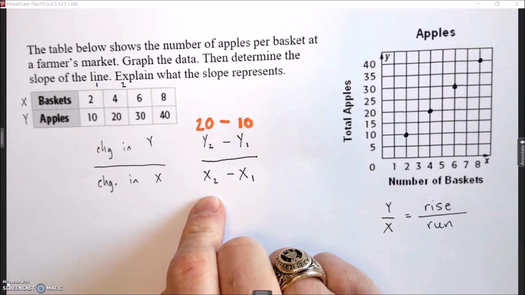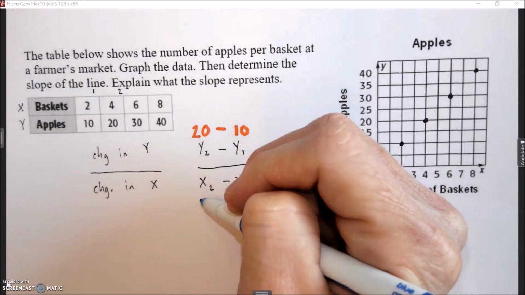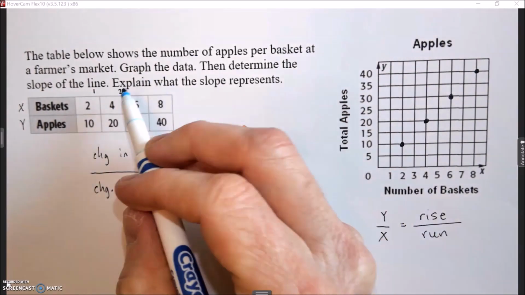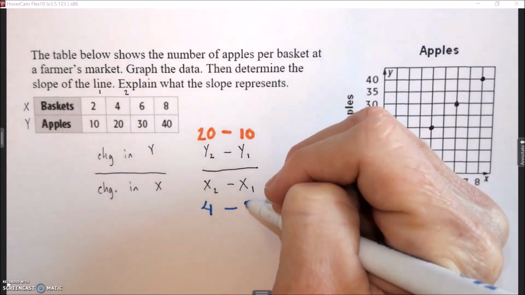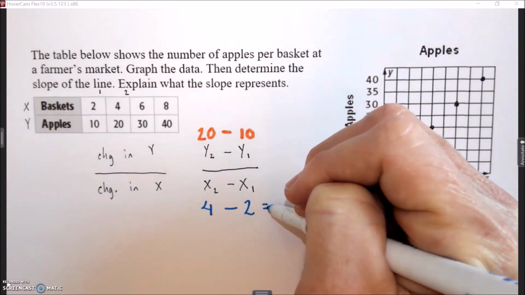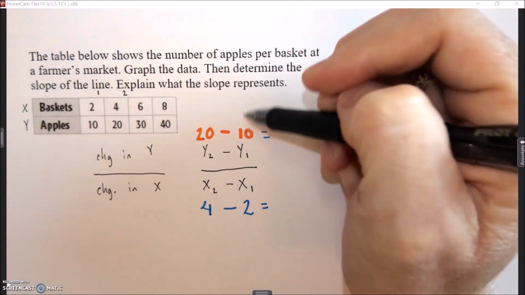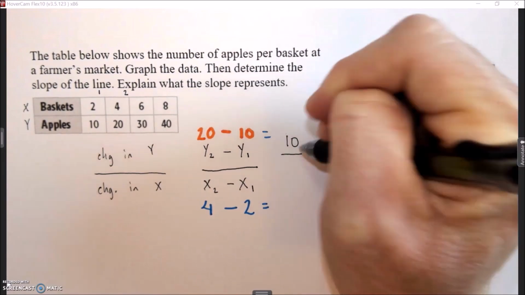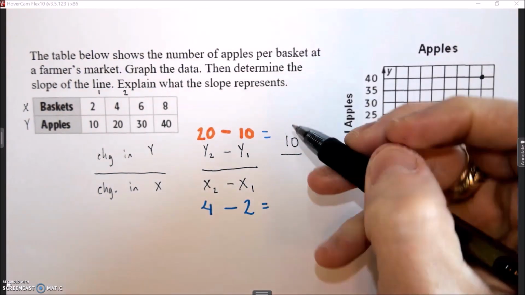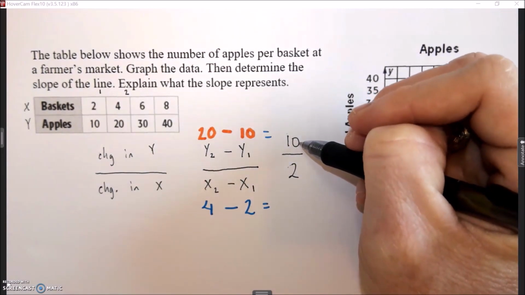And then now we're going to take the second x. That is the first x. This is the second. We're going to take the second x minus the first x, which is 2. And now we are going to find the answers to this. 20 minus 10 is 10. What is 4 minus 2? 2. Now I need to simplify this.